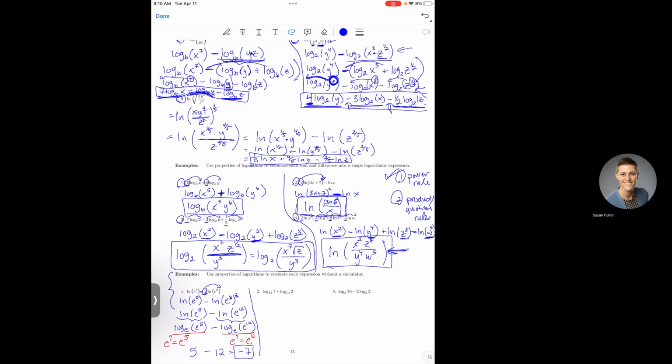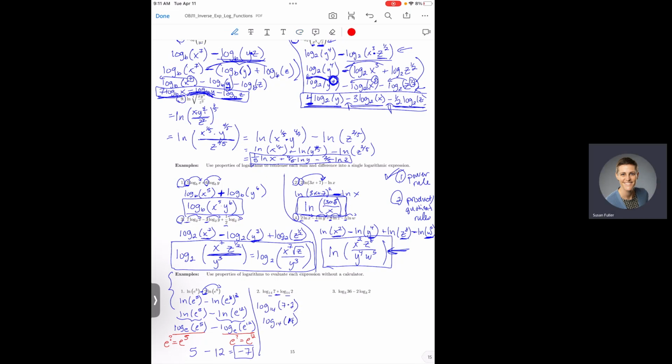Well, I'm adding separate logs. If I add separate logs with the same base, what can I do? Well, I can combine these into a single logarithm, and addition on the outside becomes multiplication on the inside. So this is the same thing as log base 14 of 7 times 2. Well, 7 times 2 is 14. Log base 14 of 14.